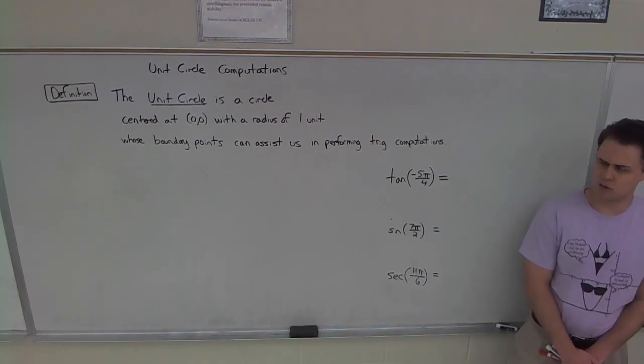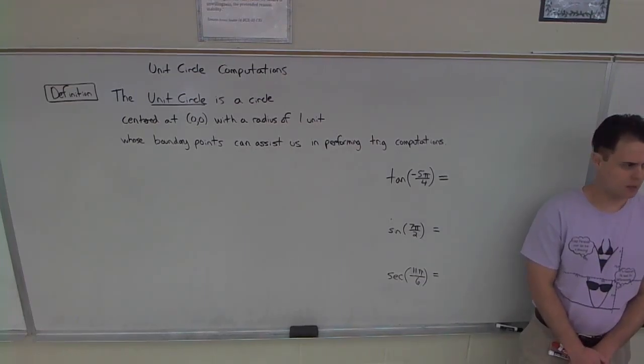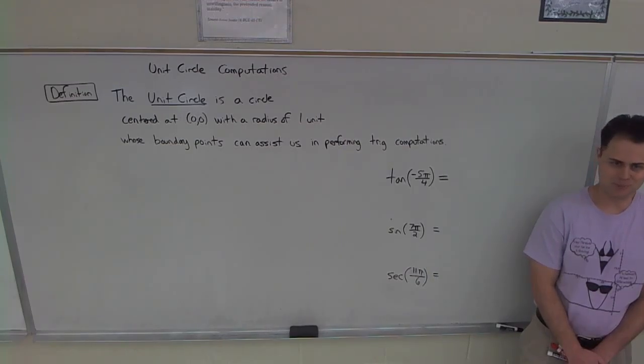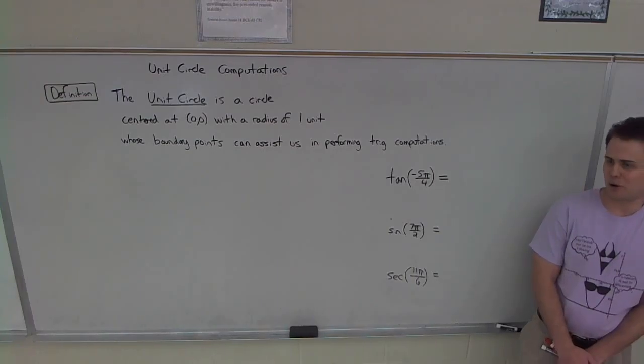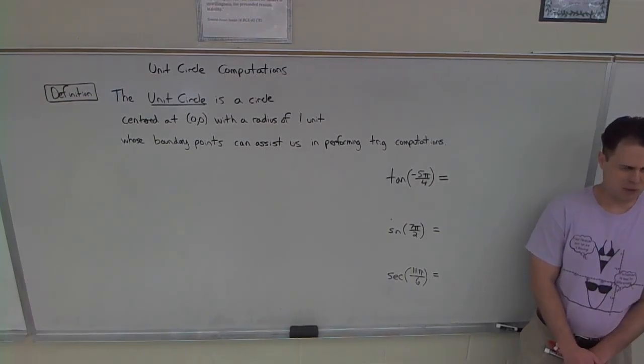So what is the unit circle, first of all? It's a circle with how far? 1 unit. 1 unit out in all directions. It's centered on the origin. So it's like the most simple circle you can possibly imagine, pretty much.